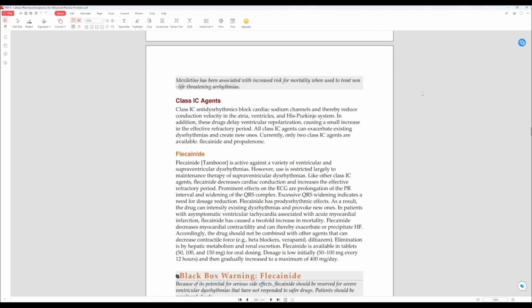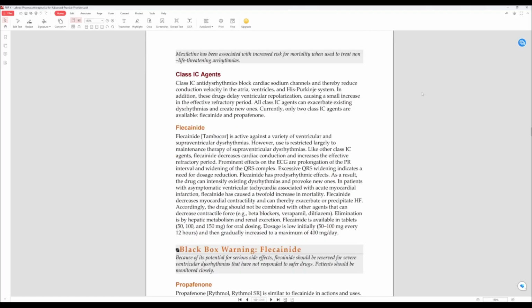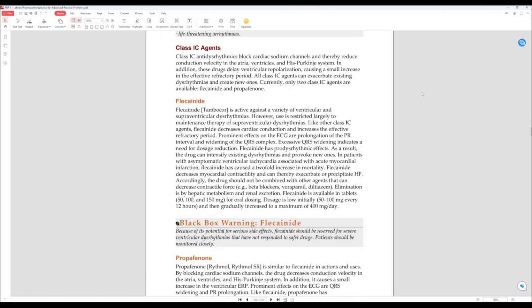Which brings us now to Class 1C agents. Class 1C antidysrhythmics block cardiac sodium channels and thereby reduce the conduction velocity in the atria, ventricles, and His-Purkinje system. In addition, these drugs delay ventricular repolarization, causing a small increase in the effective refractory period. All Class 1C agents can exacerbate existing dysrhythmias and create new ones. Currently, only two Class 1C agents are available, flecainide and propafenone.